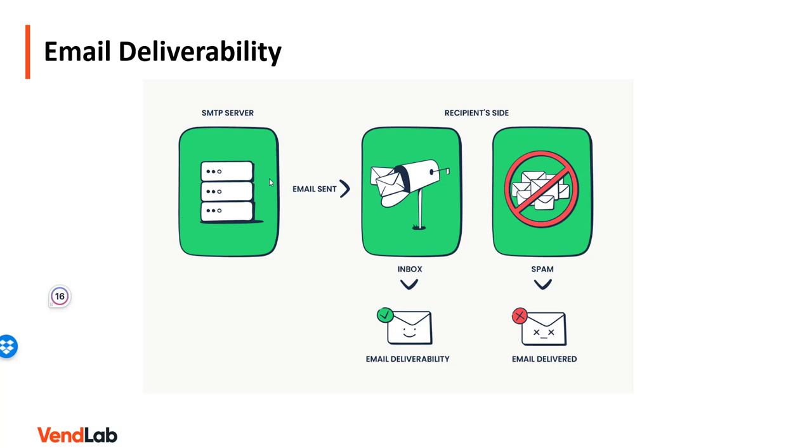So your email will come from something called an SMTP server. It'll go to the recipient, and the mailbox service provider will choose to either put it in your inbox if they think it is a fine message, or they'll put it in spam, and it almost certainly won't get read. So as an email marketer, you want to ensure that your email goes into the inbox and doesn't get marked as spam.